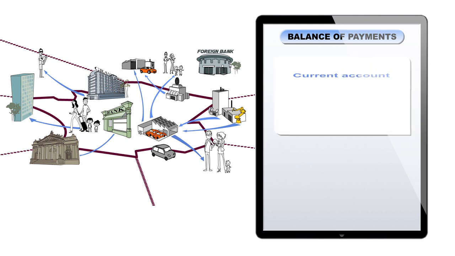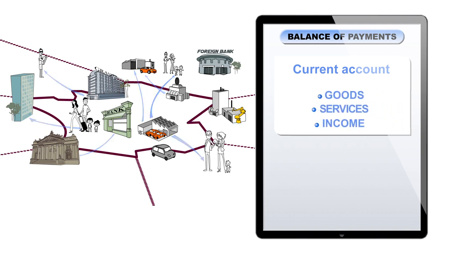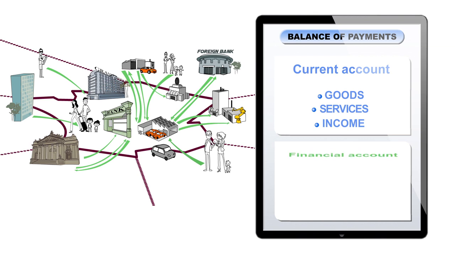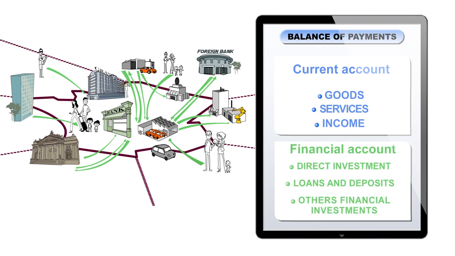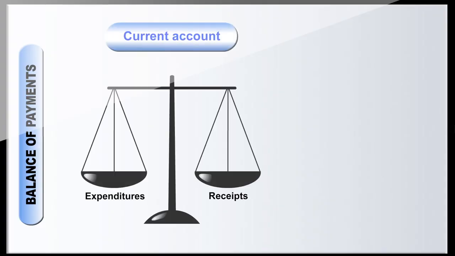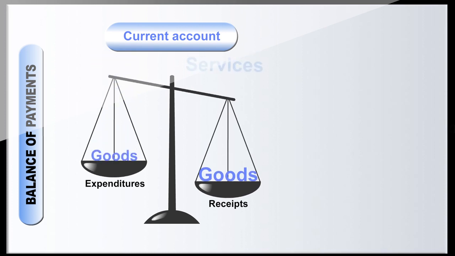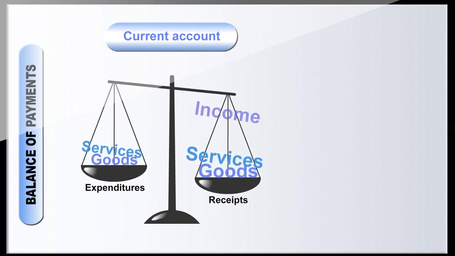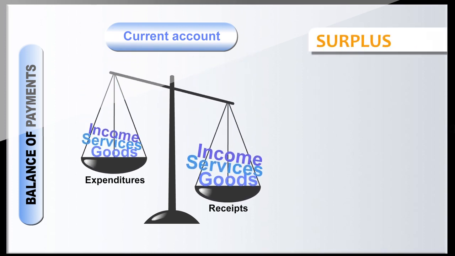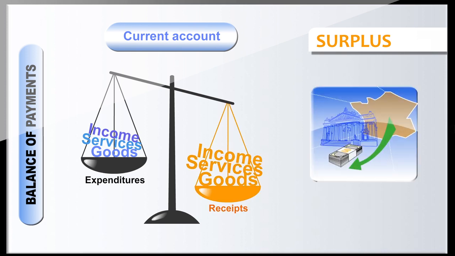The blue arrows represent the flows on the current account of the balance of payments, that is, exchanges of goods, services and income. The outgoing arrows represent France's revenues and the incoming arrows represent its expenses. The green arrows represent the flows on the financial account. When revenues exceed expenses in the current account, a country is said to have a surplus. This current account surplus can be used to invest in other countries.